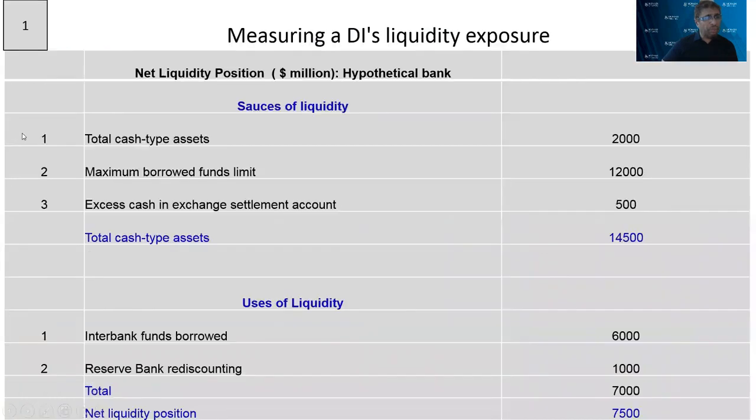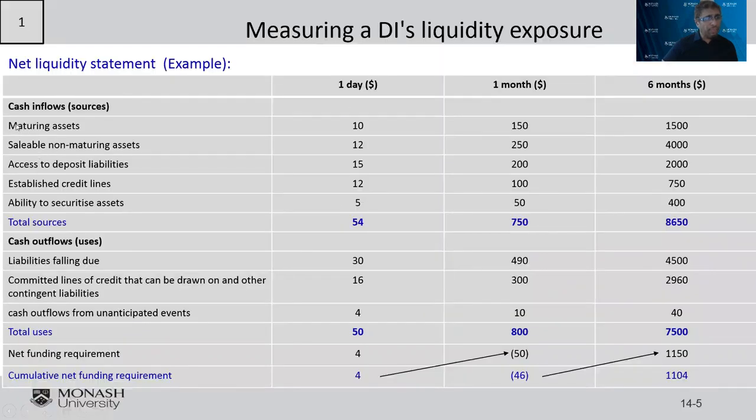So this is all the sources, which means maturing assets, people who are going to pay us their loans, or when we receive our bonds and other securities. This is all either investments or loans.